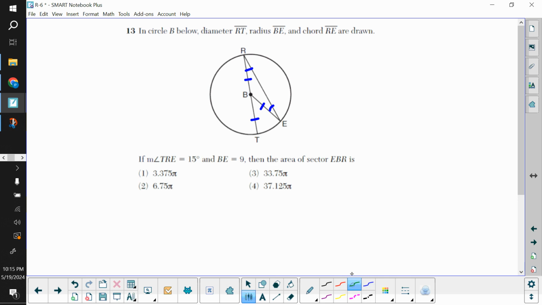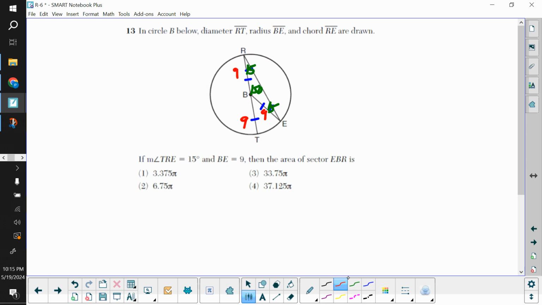So angle TRE is 15 degrees. R is the middle letter, so that's really this one right here, meaning this one has to be 15 as well. Because those are 15, we know the central angle is 180 minus each of those, so we'll end up getting 150 for the central angle. And they told us BE is 9, so that's just our radius is 9. So any of these radii actually would be 9.